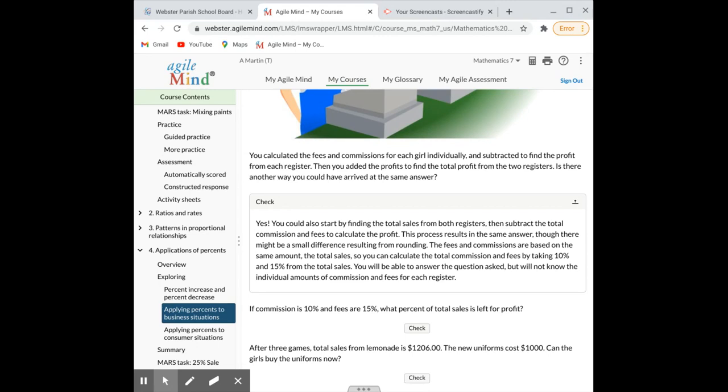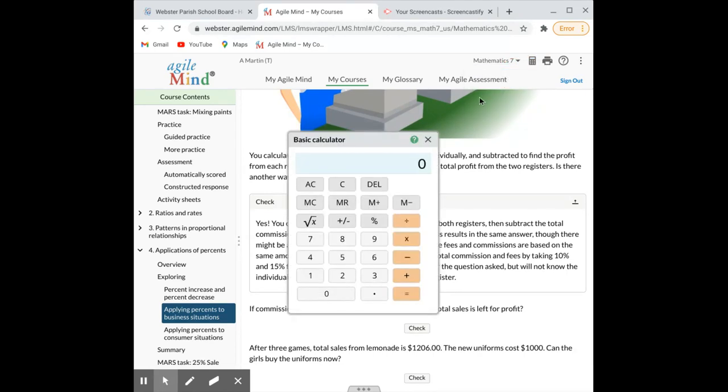All right. So looking at this, it says after 3 games, the total sales from lemonade is $1,206. The new uniforms cost $1,000. So can the girls buy the uniforms now? No, sir. Why? Tell me, Levi. Because if you include the concession fees and the commission, you get less than $1,000. All right. So tell me how I could look that up in my calculator. What would I need to do?